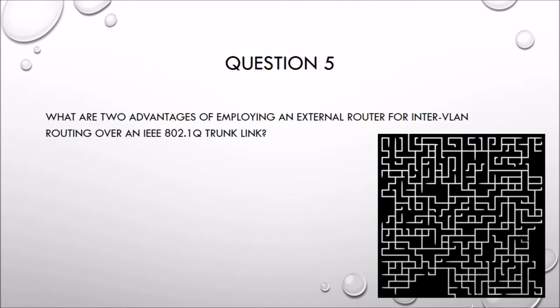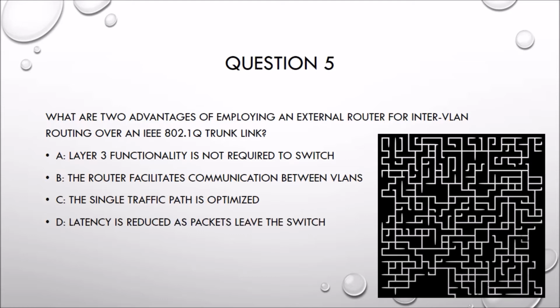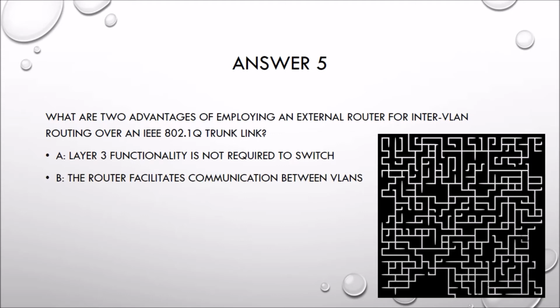Question 5. What are two advantages of employing an external router for inter-VLAN routing over IEEE 802.1Q trunk links? A. Layer 3 functionality is not required to switch. B. The router facilitates communication between VLANs. C. The single traffic path is optimized. D. Latency is reduced as packets leave the switch. Or E. Equal cost multipath is supported. And the answers are A, layer 3 functionality is not required to switch, and B, the router facilitates communication between VLANs.